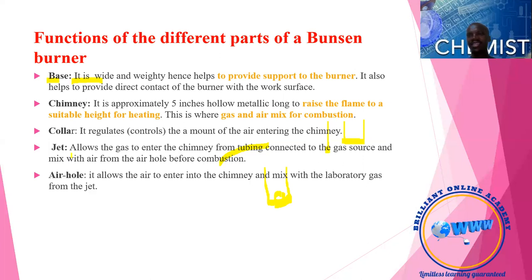Just as simple as that. So the assignment that I'm going to leave you with: describe how the following parts of the Bunsen burner are adapted to their functions. One, the chimney. The second one is the collar. The third one is the air hole. The fourth one is the base. And the fifth one is the air hole.